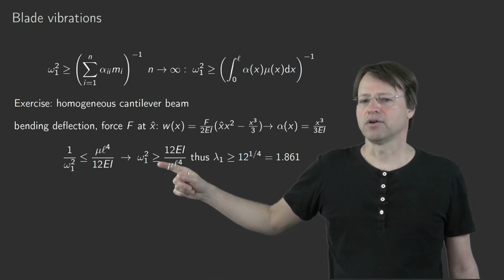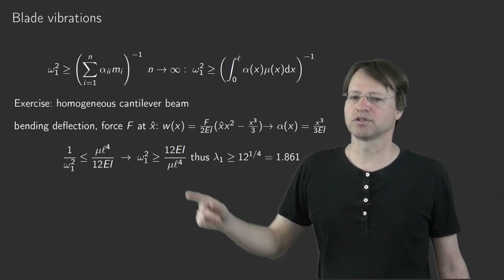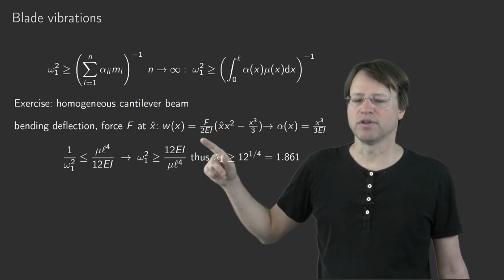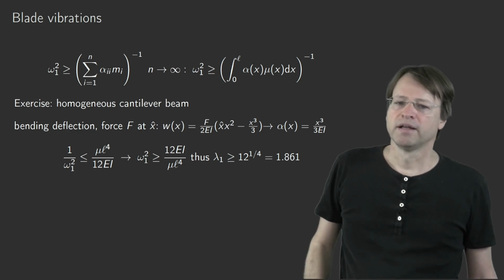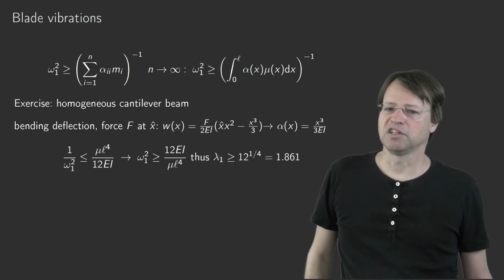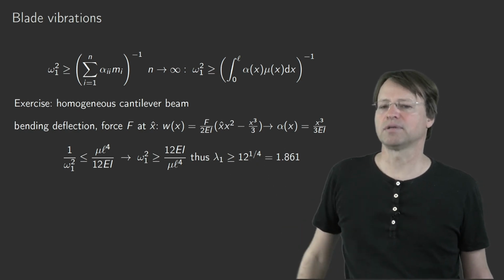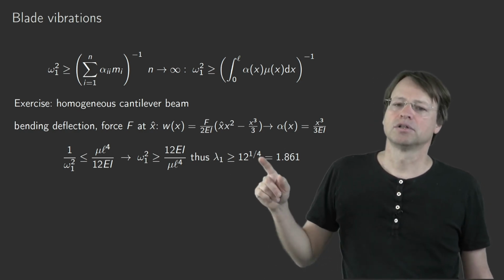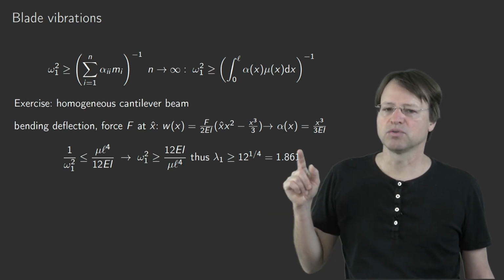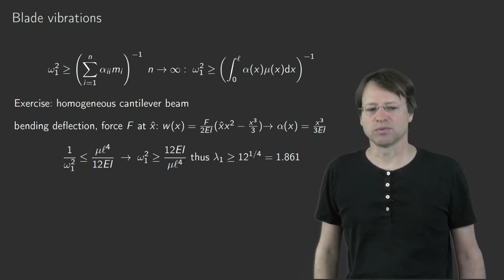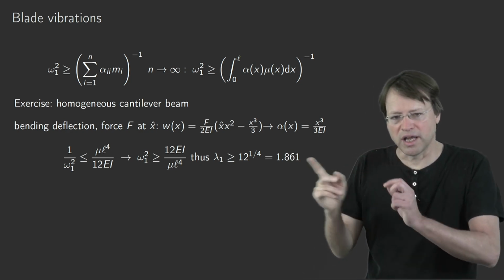Now you have to take omega, so the square root, especially the square root of the 12. You already see from the physical quantities that the dependence on the parameters is completely correct. You get a square root of 12, and you have to take another square root to arrive at a bound for lambda 1. So the 12 to the power of 1 divided by 4, and this is 1.861. Perfect.